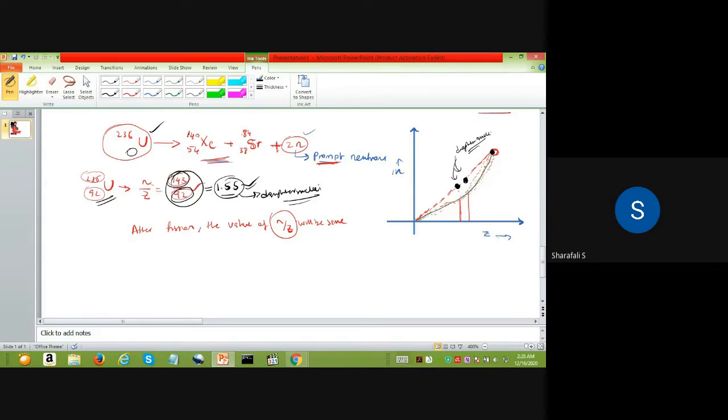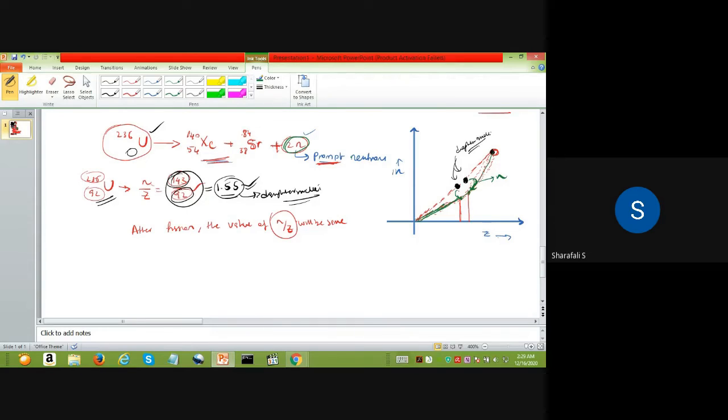But for stability, the daughter nuclei have to come to this point. Okay, from here also it has to come to this point. So then only it will be on the stability line. In order to make stable daughter nuclei, when it comes to this point, it has to release some neutrons in that process, and that is coming here, 2 neutrons. This is one of the sources from where the neutron is coming.